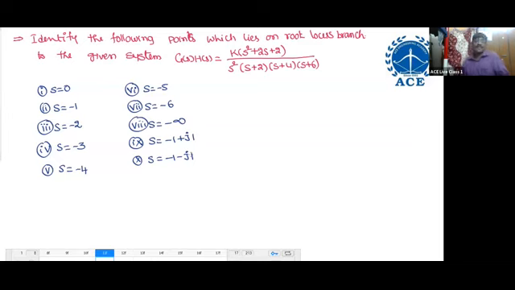Come on, which of the points lies on root locus? Come on, tell the answer. First, draw real axis rule. It is not required to apply angle condition. Directly we can answer. Identify the real axis root locus branches first.